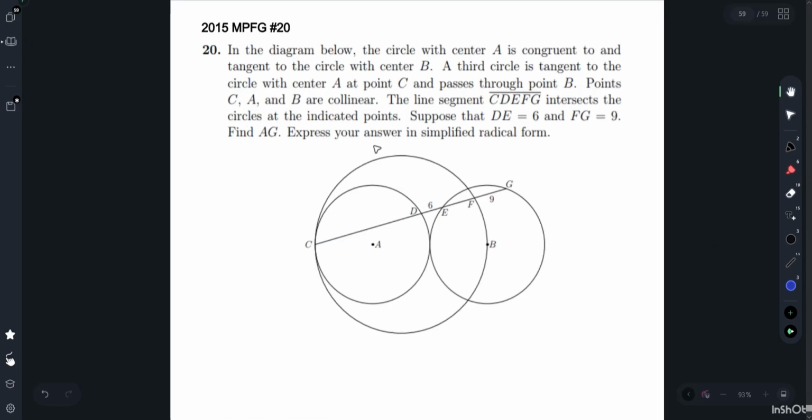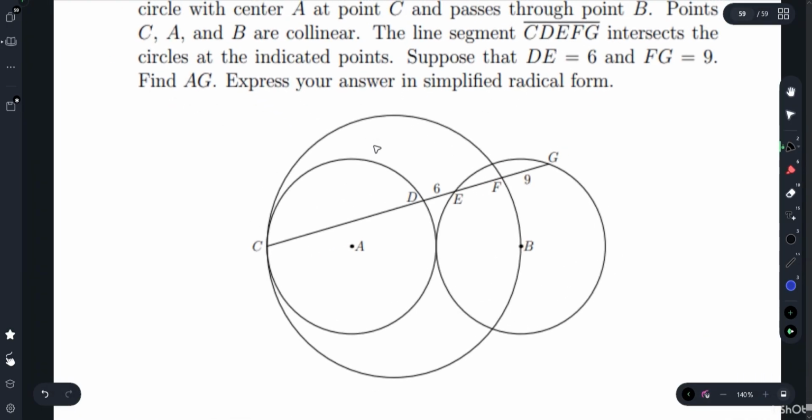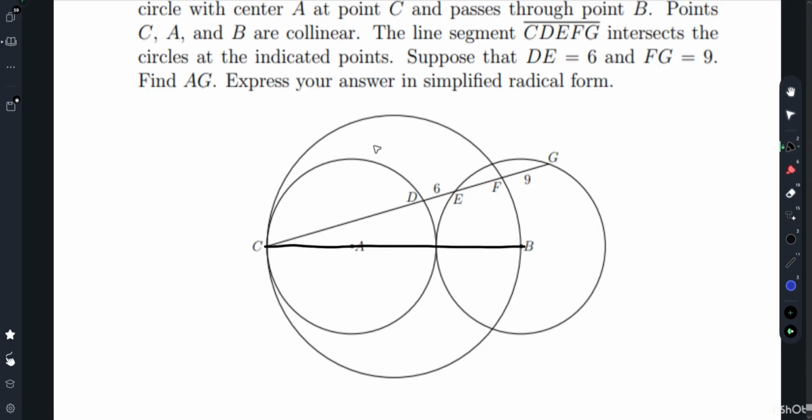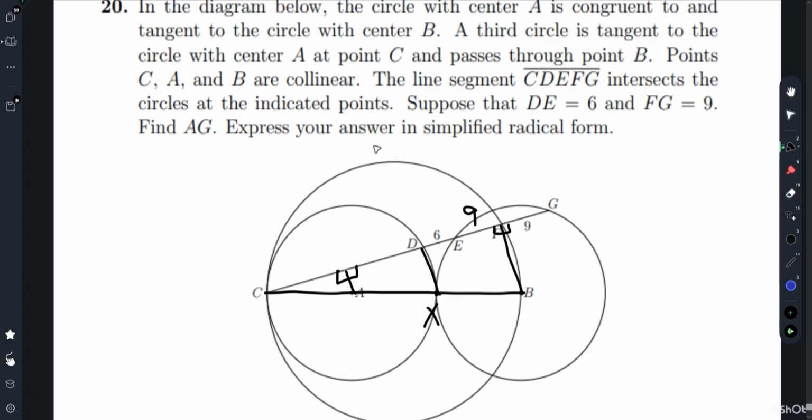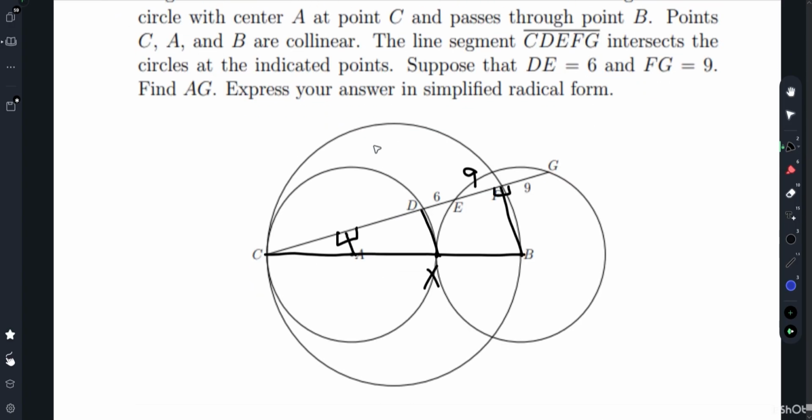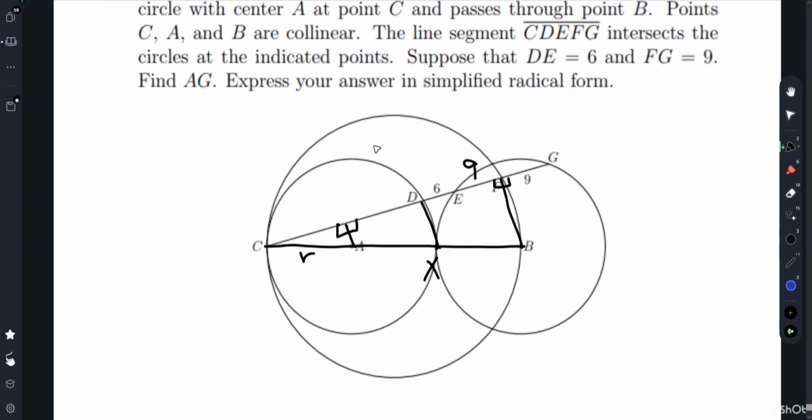So the first thing we want to do is connect the centers. Obviously, that's the first thing we do. Let this point be X. Next, let's connect the chords. A good thing is that the chords are bisected by the centers, and so that way you know that EF is 9. Now let's let the radius of circle A be R.